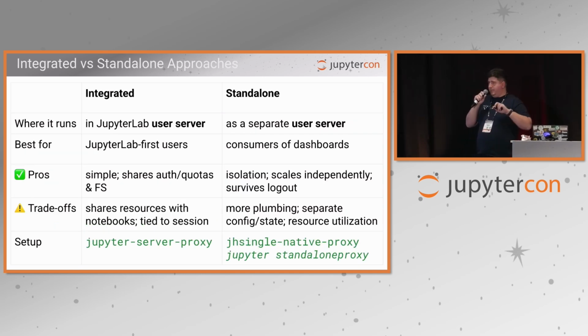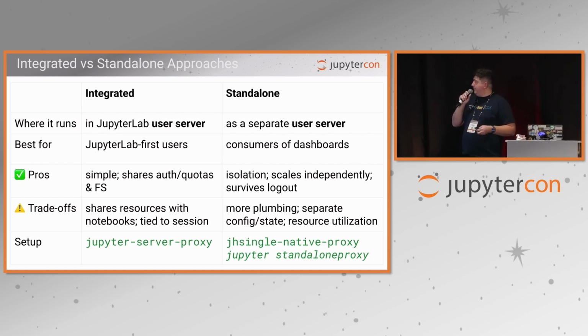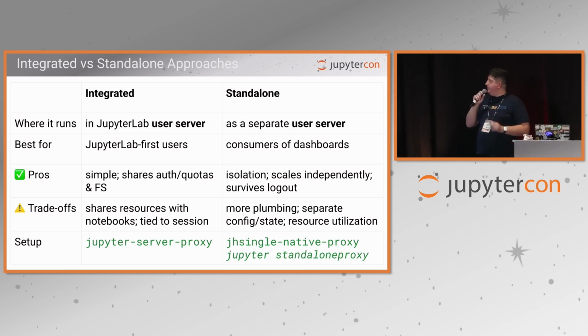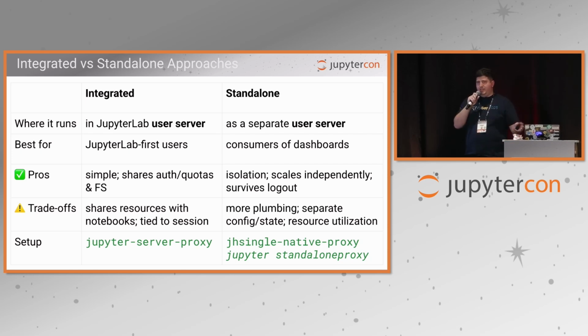I touched on integrated versus standalone. Usually you see a lot of examples using integrated applications running through JupyterHub. They would have a launcher in JupyterLab, which will allow you to launch RStudio or VSCode. In this case, when you use the integrated approach, you use the Jupyter Server Proxy project, and it runs inside of your JupyterLab user server. It's best for users who come to notebooks first and maybe then need an additional application to run from there. It is more simple.